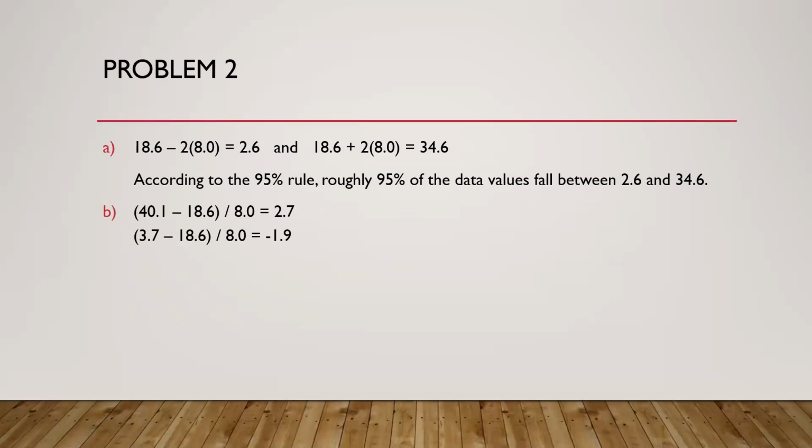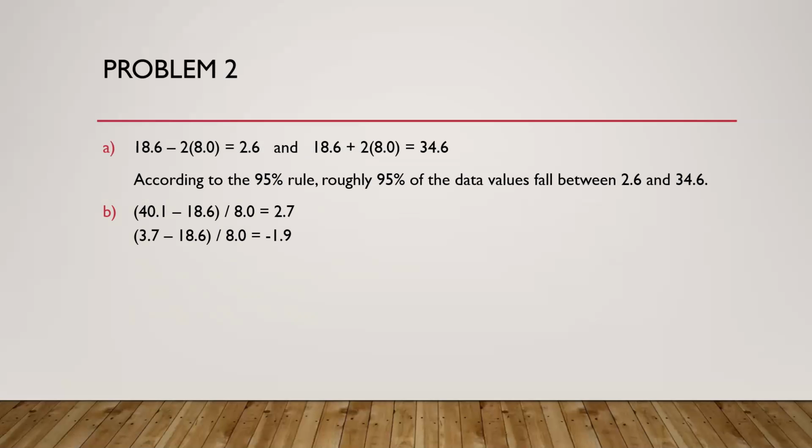Now in part B, one person in this study had a body fat percentage of 40.1. So for that person, we subtract the 18.6, the mean, and then divide that difference by the standard deviation, 8, to get the z-score, which is 2.7. Another person had a body fat percentage of only 3.7. So again, we take that number, subtract 18.6, divide the difference by 8.0, that comes out to negative 1.9.